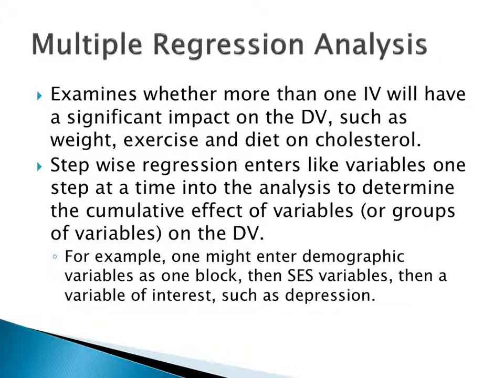So for example, you might enter demographic variables as one block, then socioeconomic sorts of variables as another block. That's what SES means. And then a variable of interest such as depression, when we're looking at outcomes. So that can be a very, very handy approach if you're looking at something a little bit more complex.